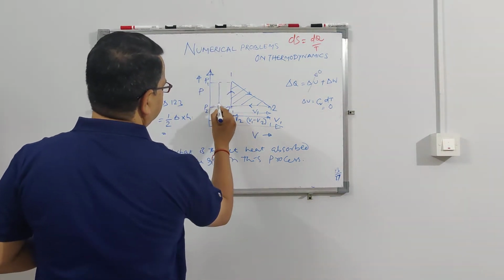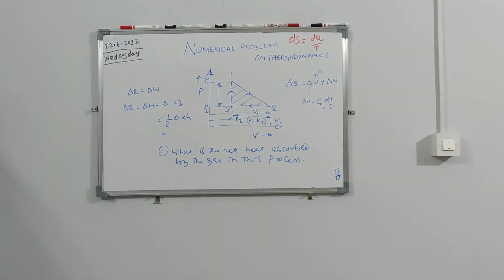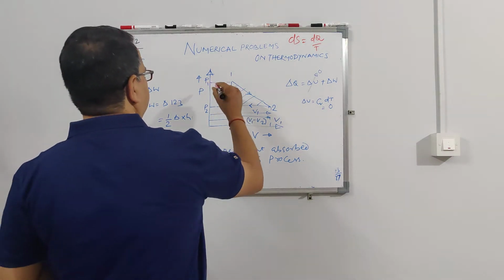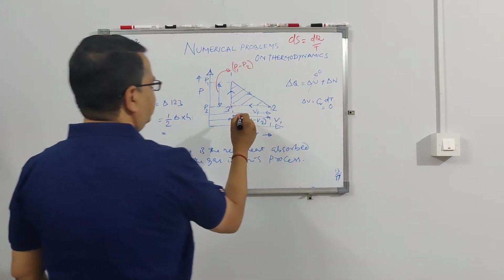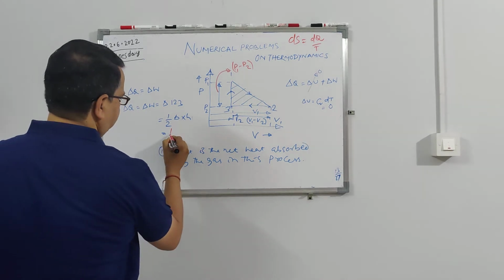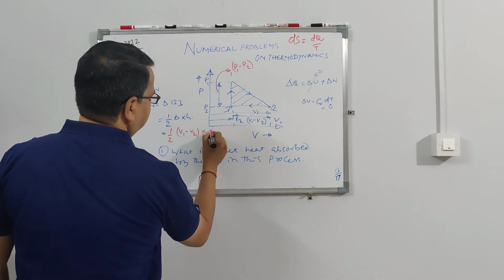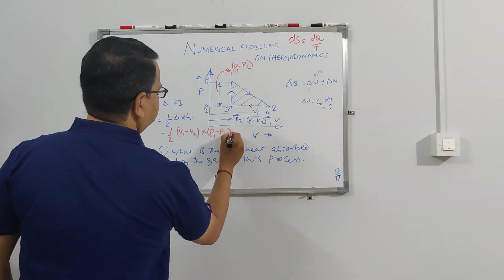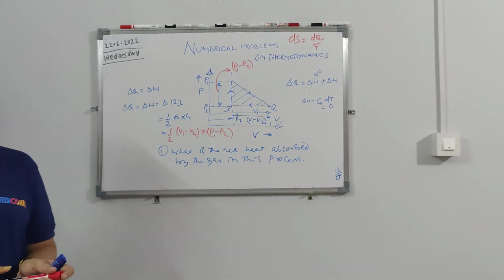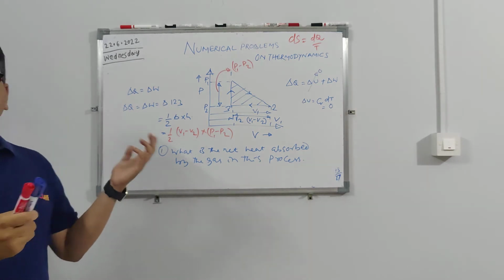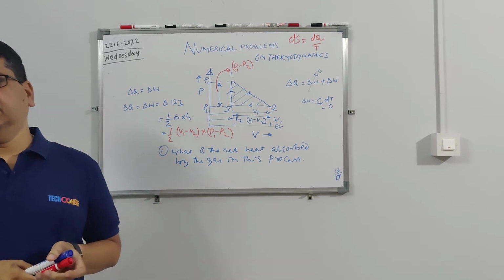And this is P1. No, from origin it will be, so this is P1 minus P2. So now we know the base, we know the height, so we can get the area of the triangle, which is half into V1 minus V2 into P1 minus P2. So this is the answer. Any numerical like this, if it comes, you should be able to solve. Anything related to a PV diagram is given, if they ask what is the work done, you know area under the PV diagram is nothing but work done.